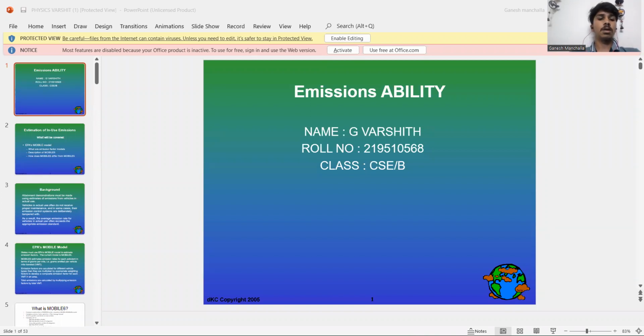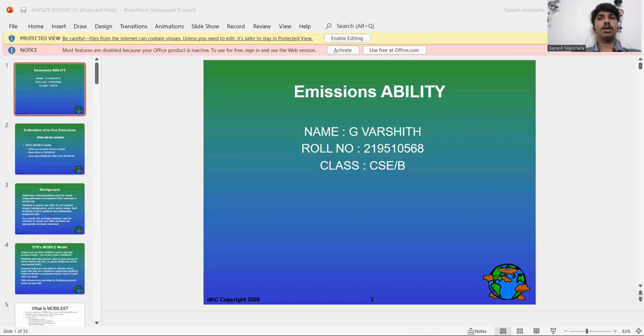My topic: emissions evidence. Estimation of in-use emissions. What will be covered? EPA's model needed. What are emission factor models? Description of MOBILE6. How does MOBILE6 differ from MOBILE5?